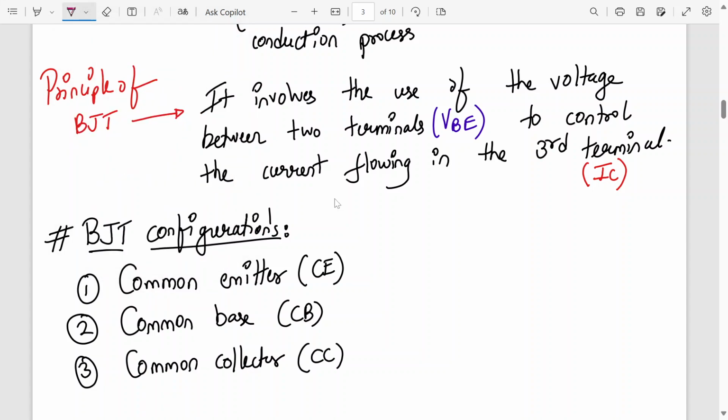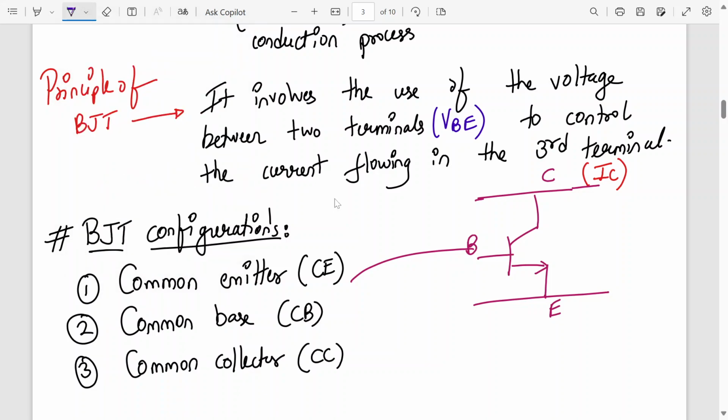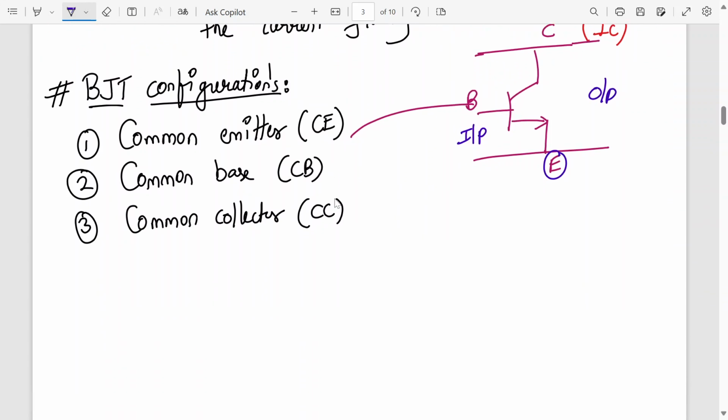Basic operation can be determined as follows. In case of common emitter, this is base, collector, emitter. The emitter terminal is common between the input and the output. So this is the input, this is the output. The emitter terminal is common between the two. That's why it's called a common emitter. Then we have common base, which I am showing over here.